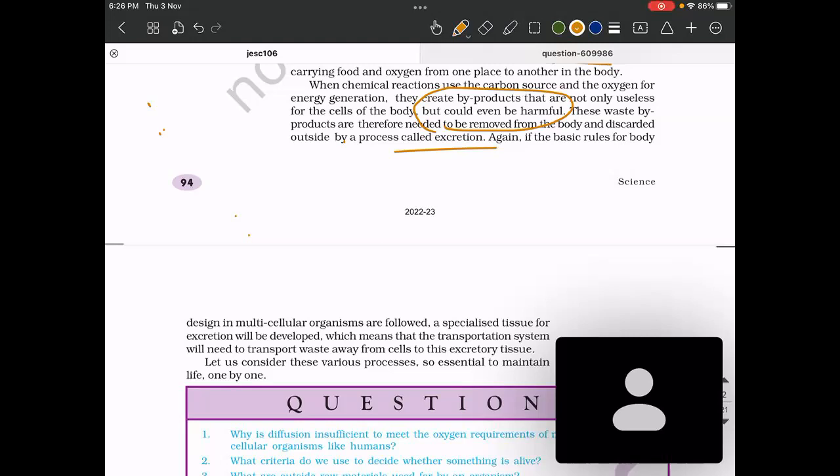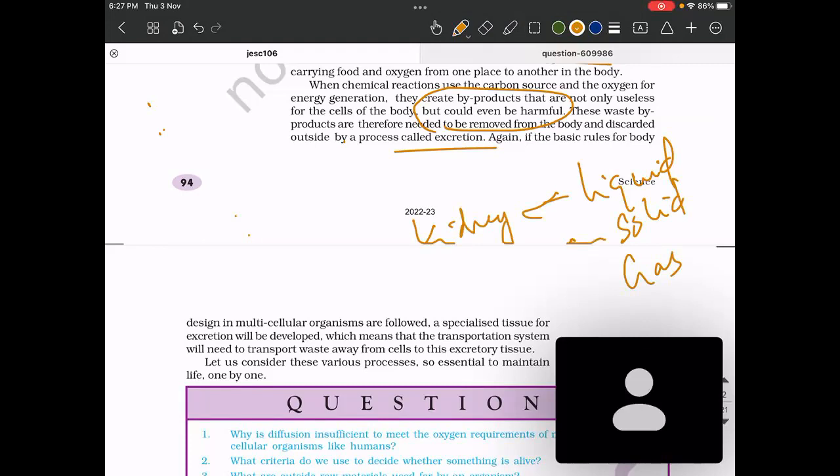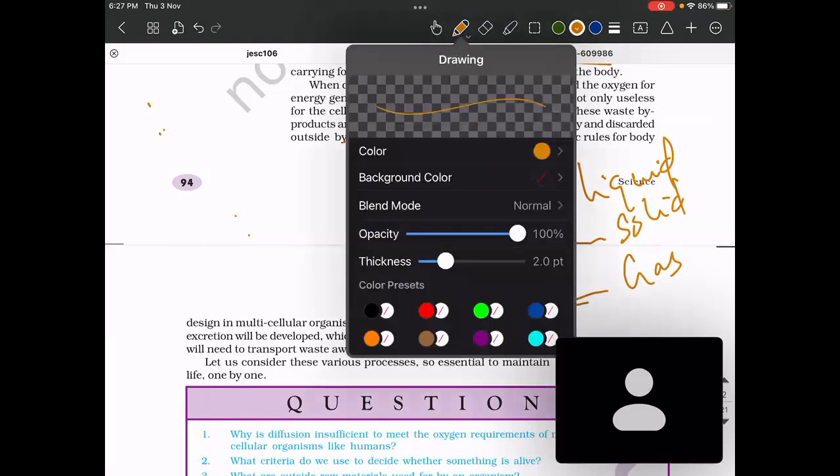Okay, fine. There are 3 types of wastes, right? Liquid wastes, solid wastes, and gas wastes. What organ is very important for liquid waste removal? Kidney. And for solid? Large intestine. For gases? Lungs. Very good. Okay, fine. What is the role of skin here?